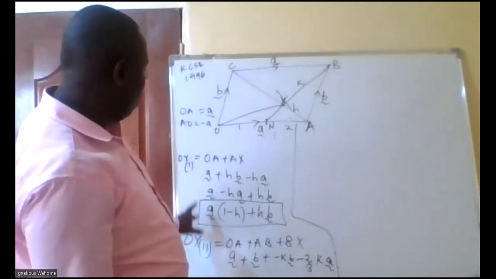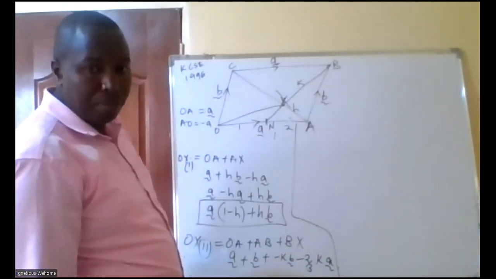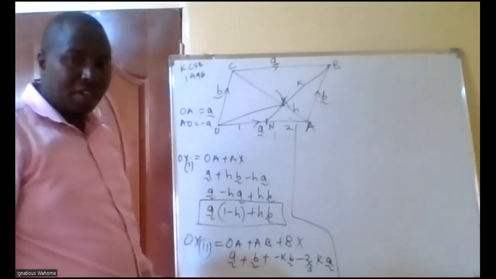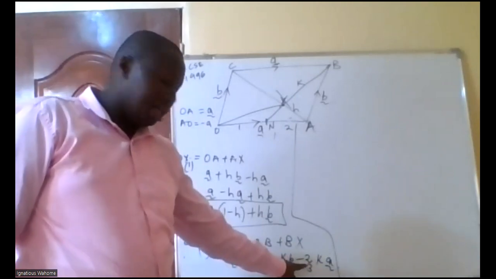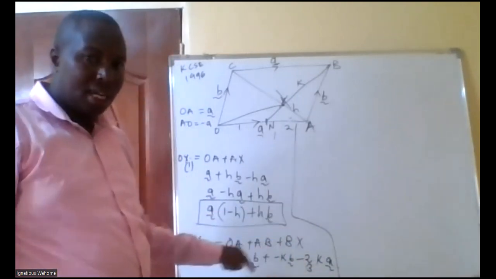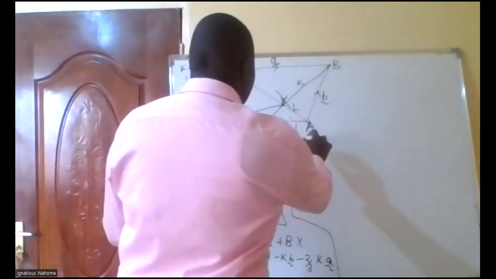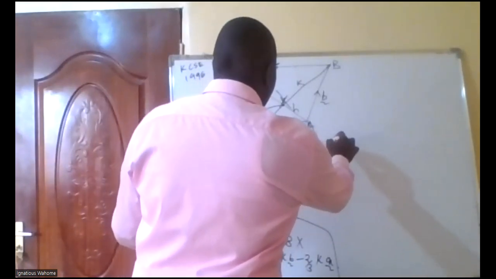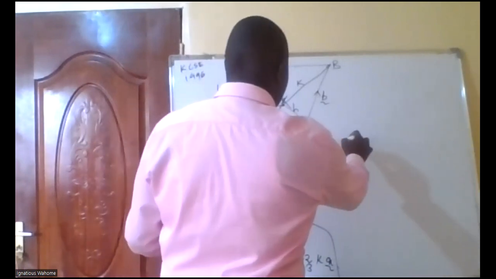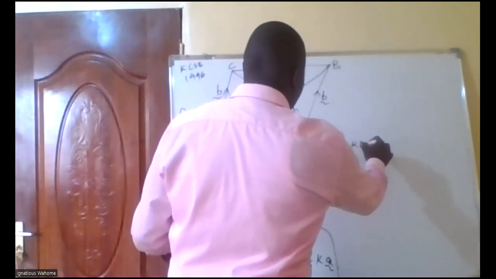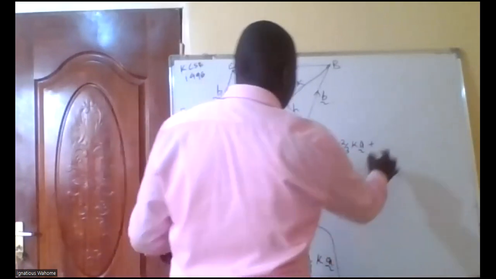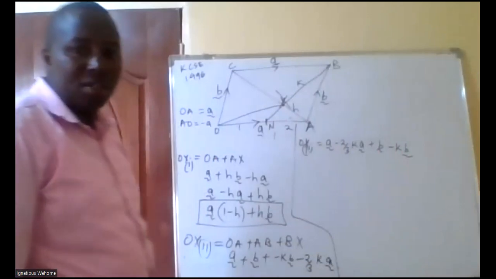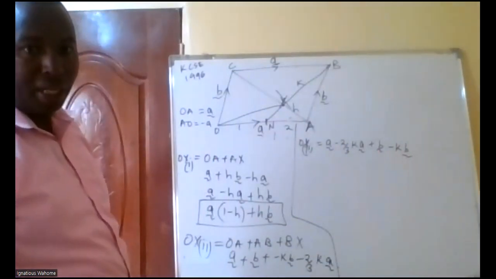You have OX1, now OX2, but OX2 is not yet simplified. Let's simplify and bring the terms together. Vector A, and vector A minus 2 over 3K vector A, plus vector B minus K vector B. That is OX2, bringing the terms together.